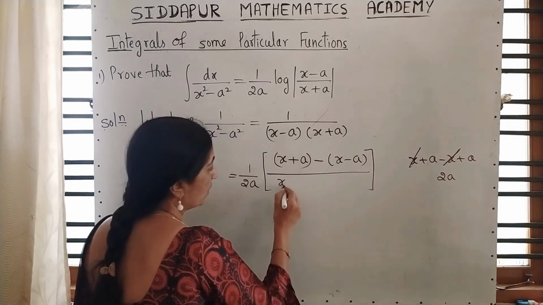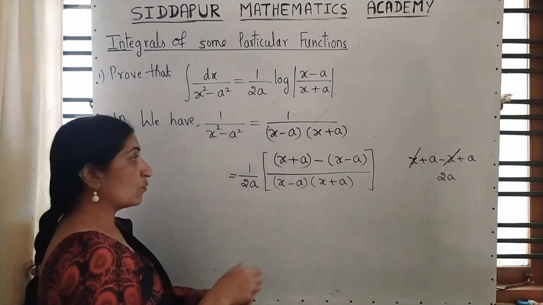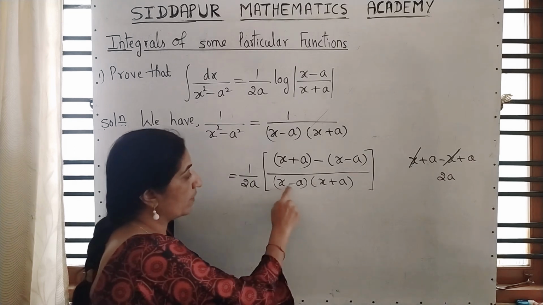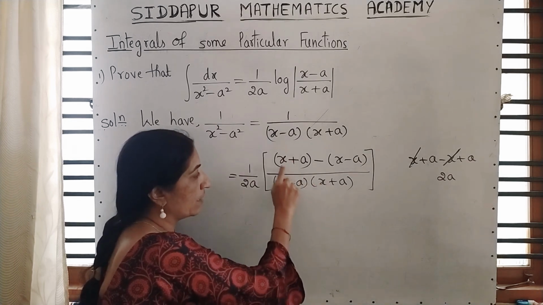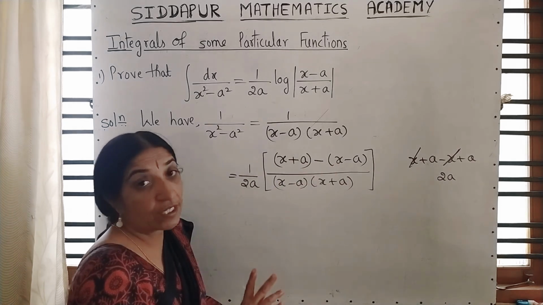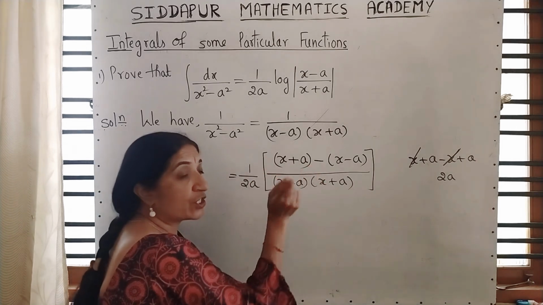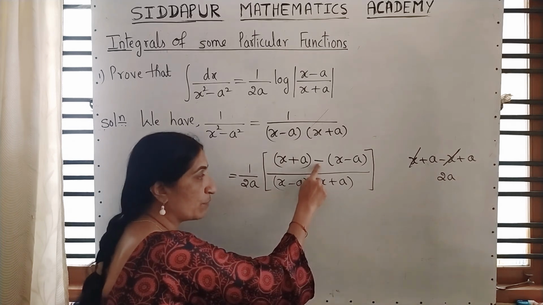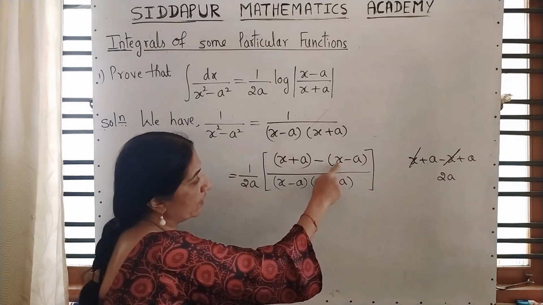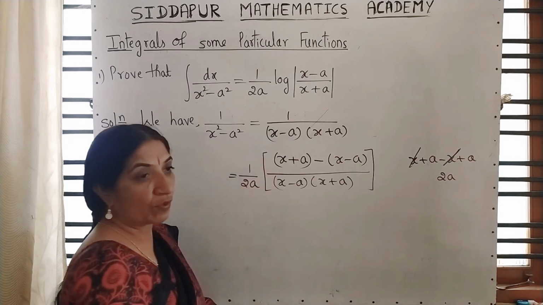Understood? So the denominator stays as it is. That means the concept is, whatever there is in the denominator, use the same brackets. See, x minus a and x plus a, I use the same brackets. This is x plus a, this is x minus a. Either go for addition or subtraction, it depends on the problem. Here I did subtraction because I want to cancel the variable x. So here plus x minus x gets cancelled. After solving you will get 2a. That 2a is balanced with 1 upon 2a.